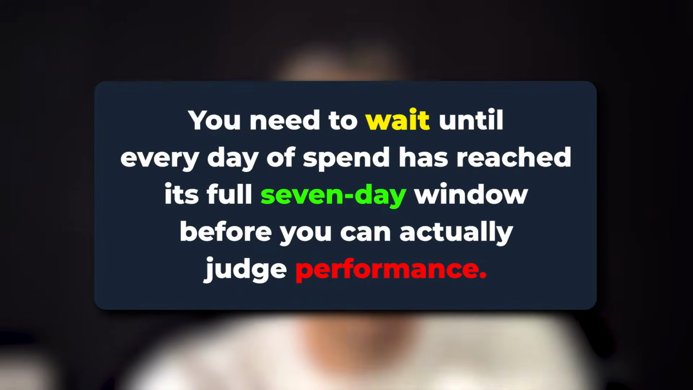And it gets even more complicated. Let's say you launch ads on Sunday and run through Saturday. That's 7 days. But your ads have actually been spending every single day. So by Saturday, you've got 7 days since the launch. But because Meta groups all purchases together in reporting, 6 of those 7 days of spend haven't completed their full attribution cycle yet. So you need to wait until every day of spend has reached its full 7-day window before you can actually judge performance.